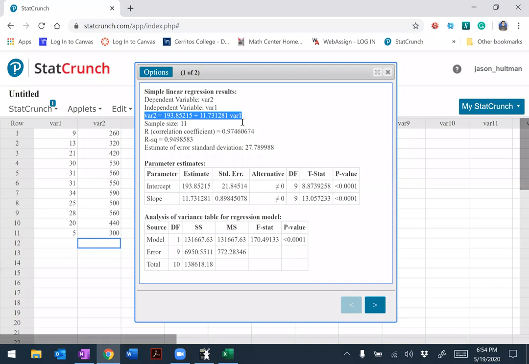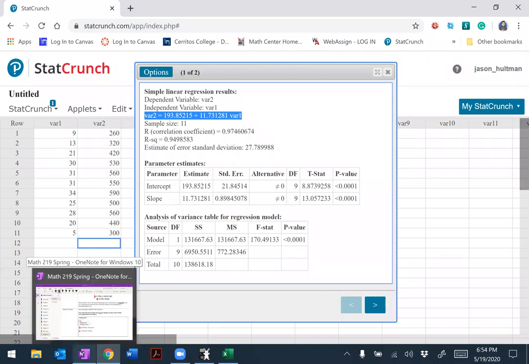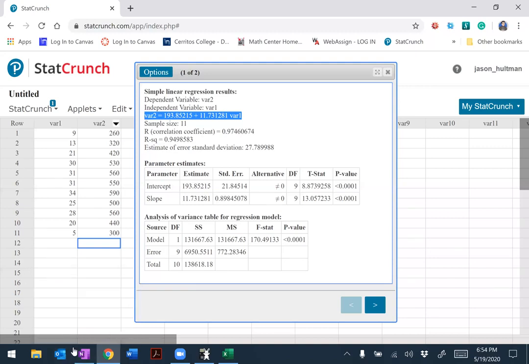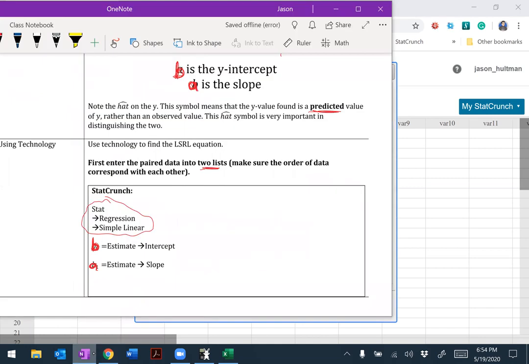Okay. Let me go back here to, so this is 193.85. So var2 was my y values, right? So var2 is y, and var1 is x. var2 is y, and var1 is x. So 193.85 and 11.73, right? Okay, so for McDonald's, it was 193.85 plus 11.73. Okay, and var2 was y, that's my y hat, is equal to, okay, times my x value. My var1 was my x value.